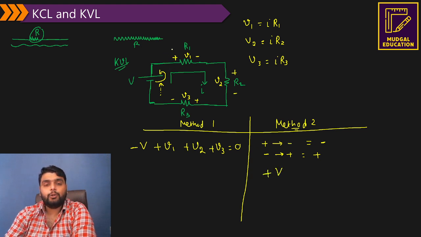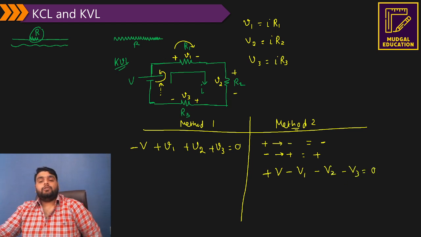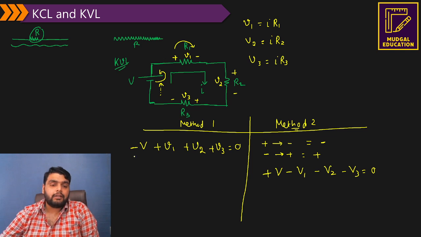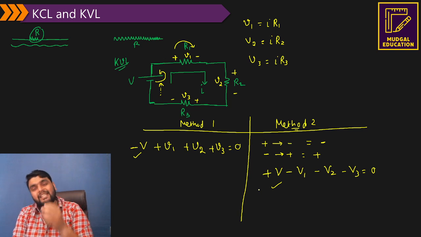Now across R1, I am going from plus to minus. It means a voltage drop, so I will use minus V1. Across R2, again a voltage drop. Across R3, again a voltage drop. So this is the second method to write down the KVL, and you can see that from method 1 or method 2, you are going to get the same answer. Just the sign of each term has been changed.